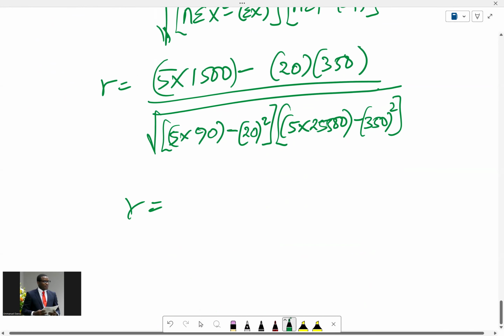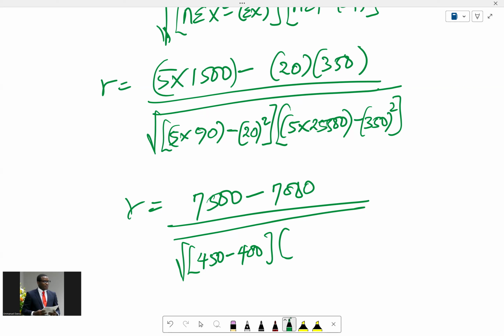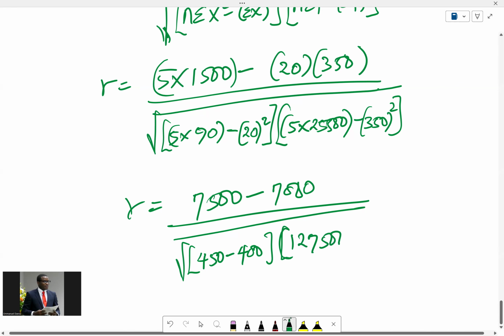So r is 5 times 1,500, which is 7,500, minus 20 times 350, that's 7,000. All over the square root of, for the first one, 5 times 90 is 450 minus 20 squared, which is 400. Then for the next one, 5 times 25,500 is 127,500, minus 350 squared, which is 122,500.